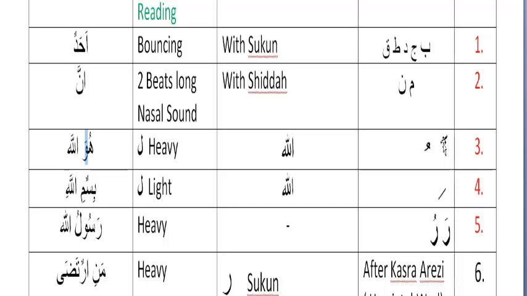Okay. Rule number 3. So if there's a ba, jim, dal, ta, qaf with the sukoon, it would be bouncing. If on the right is fatha or dhamma and on the left is the word Allah, then the lam of Allah will be heavy. Like Hu Allah. So if we say Hu Allah, will that be right? No, it had to be Hu Allah.